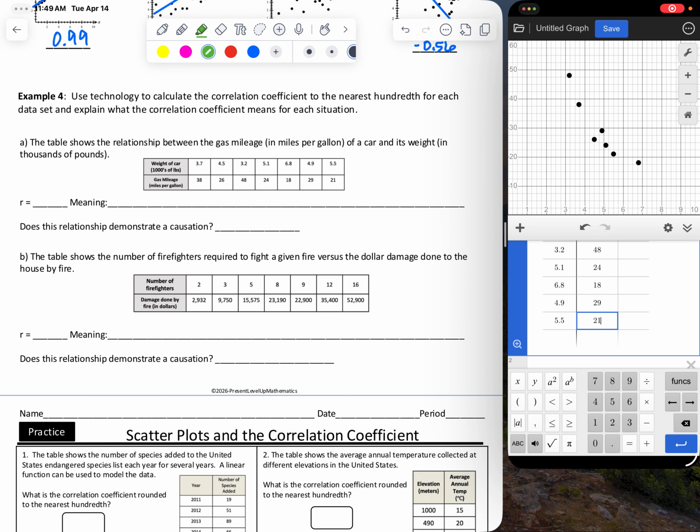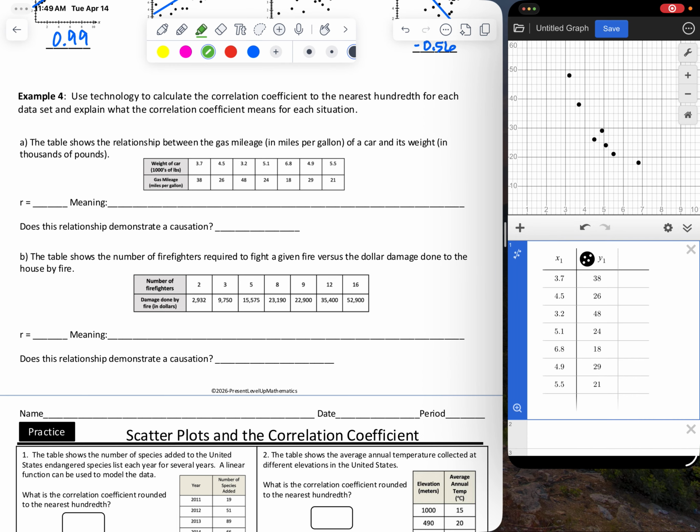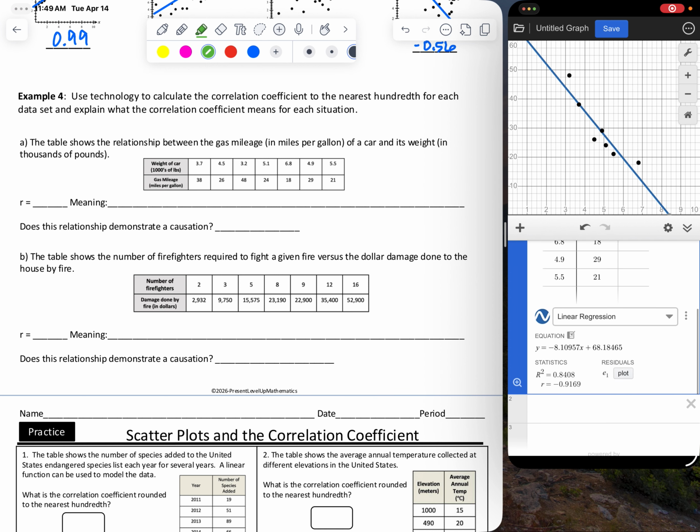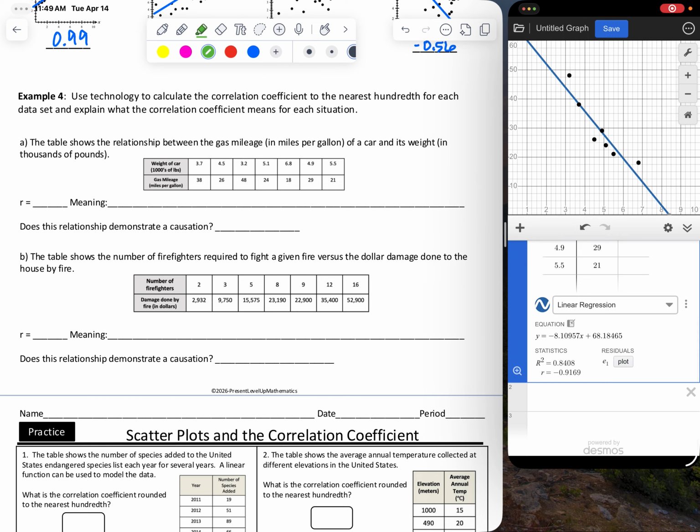Now, to get my correlation coefficient on Desmos, at the top left corner of my table, there's a little scatter plot symbol. So I'm going to click that, and it'll draw a line of best fit. And then I come down here and look where it says statistics, and I'm looking for the R value. So I'm going to round this R value to 2 decimal places.